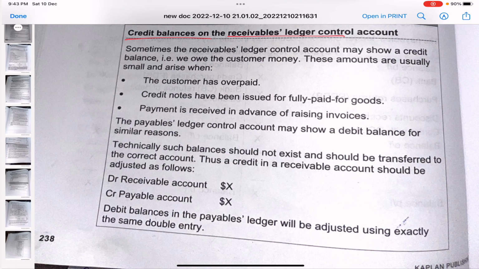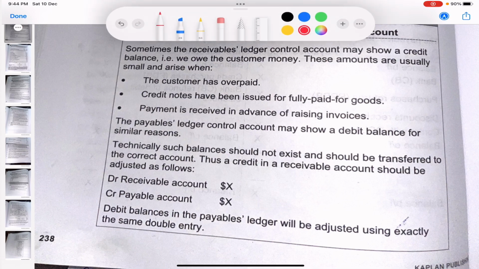Credit notes have been issued for fully paid for goods. So when people have paid for it and you have still issued credit notes, payment is received in advance of raising invoices. So these are some situations when such a thing happens. So how do you nullify it? If you have a credit balance in the receivables, you have to debit it.